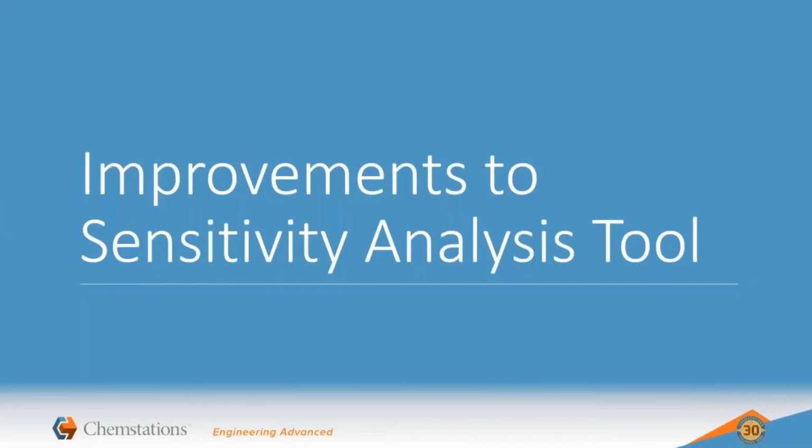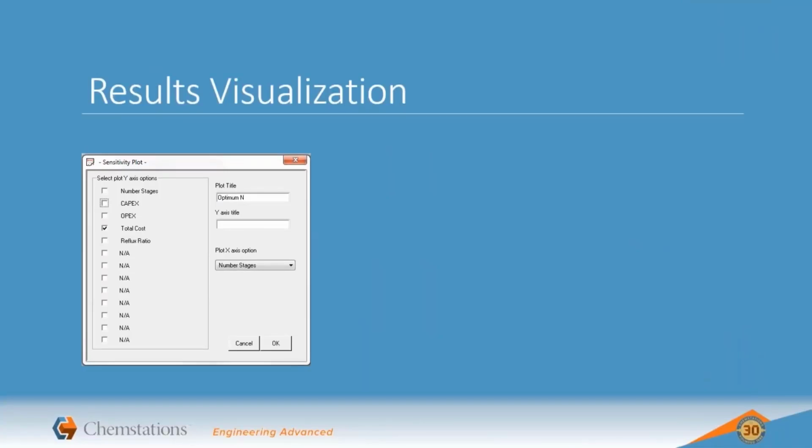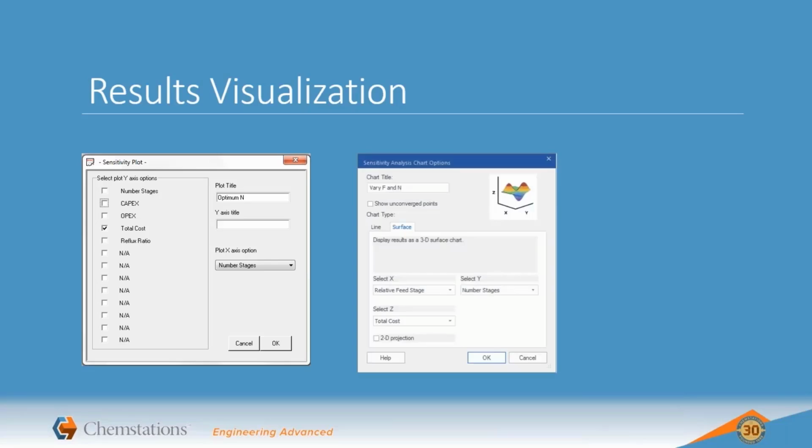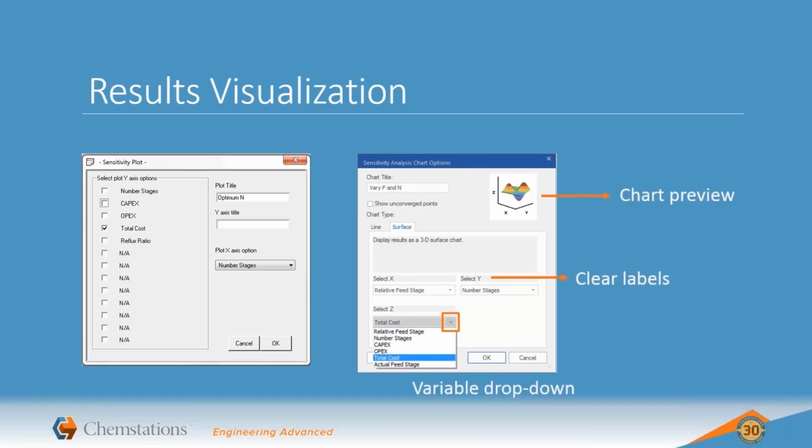And now another quick run-through of the improvements to the sensitivity analysis tool in ChemCAD. Again, in ChemCAD 7 and earlier, we used a single dialog to choose how to visualize the results. And it wasn't always clear which variables could be selected or how the chart would look. In the next version of ChemCAD, once we've run the analyses, clicking the Plot Results command will prompt the Sensitivity Analysis Charts Options dialog. This new dialog greatly facilitates the selection of the chart type as well as the variables to plot on each axis.